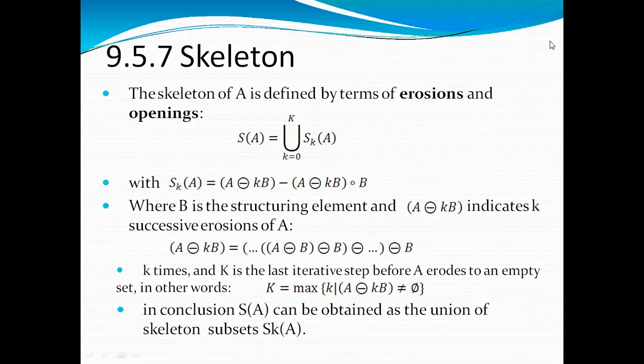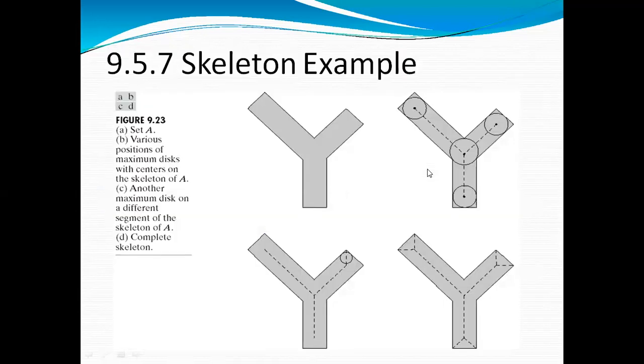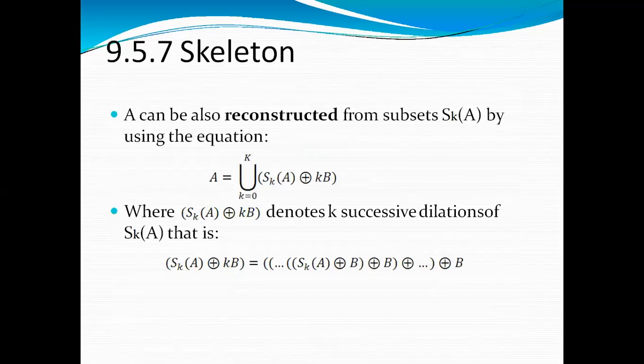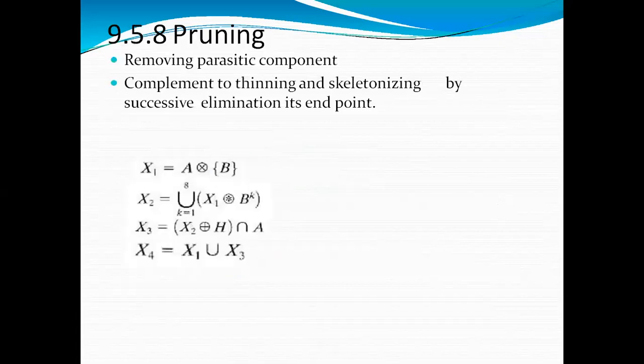So this is a skeleton example. The first figure shows the set A, and similarly we have various positions of maximum discs on different segments. The complete skeleton is drawn. Similarly, A can be reconstructed from the subsets S_K of A using the equations, which denote K successive dilations. Next, pruning removes parasitic components. It is complementary to thinning and skeletonizing, by successive elimination at its end points.